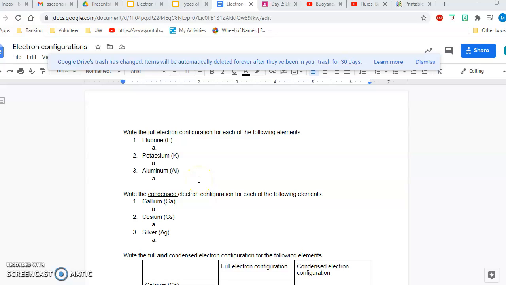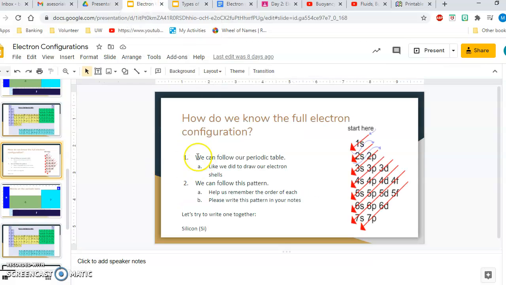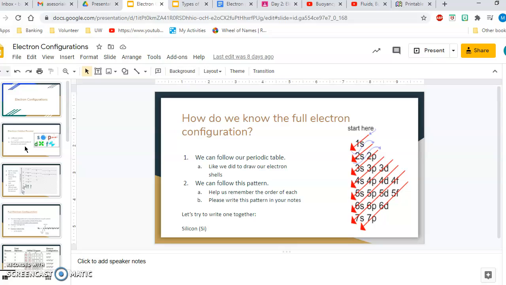Hello class, I just wanted to show all of the answers to our worksheet here. I wanted to walk through them and explain a few of them to you, and I hope to help you learn this process that we go through when we do our electron configurations. So first things first, let's look back at our notes. When we go to electron configurations, I believe I posted these slides last week.